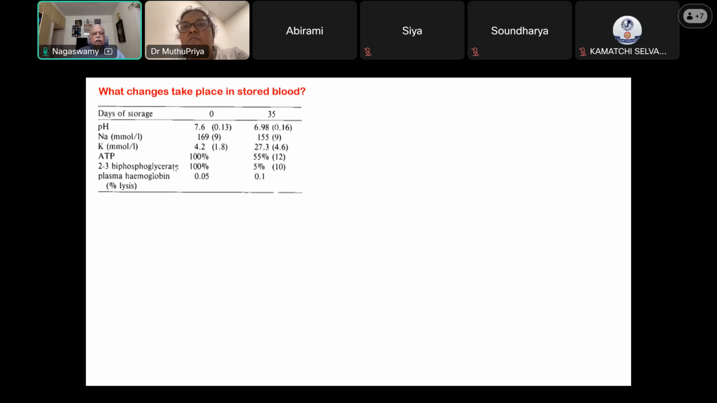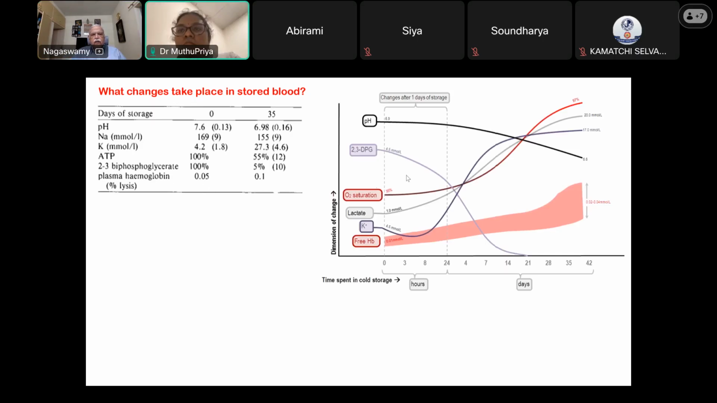increase. And the ATP value is almost half within this time. And 2,3-DPG gets very much reduced, almost negligible. And hemoglobin in the plasma, because of the lysis, also increases. So, this picture will tell you about the changes that happen from the day 0 or the first 24 hours to up to 42 days of total storage time. So the same thing: pH, 2,3-DPG, saturation, lactate, potassium, free hemoglobin.